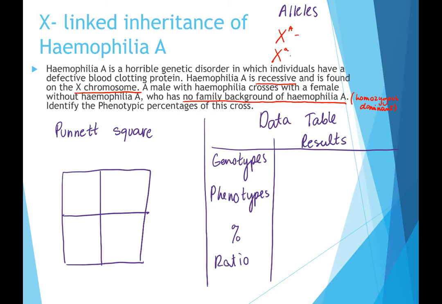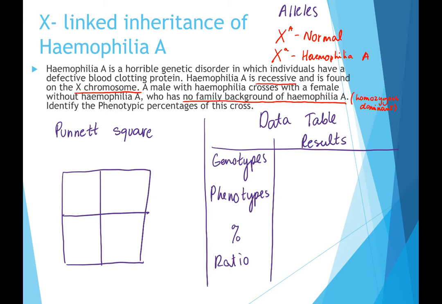So hemophilia A is recessive, so this guy here would have hemophilia A. Okay, and if you have the big A, that's the allele for the normal gene. Okay, let's do the Punnett square. So remember, at the top we're going to. Oh, actually, before we go on to the Punnett square, what's the actual cross in this case?